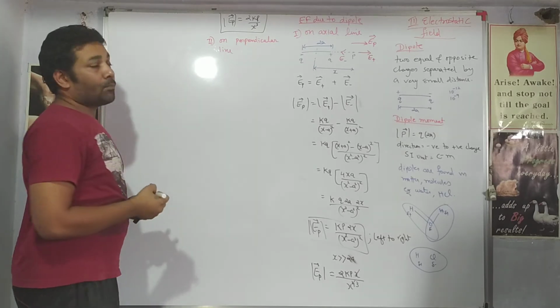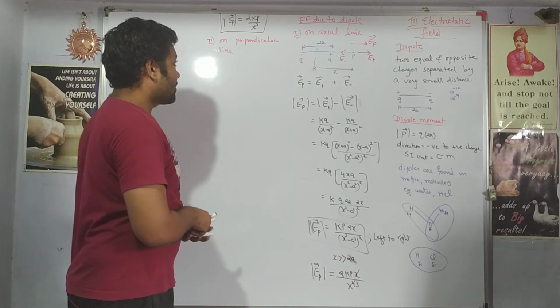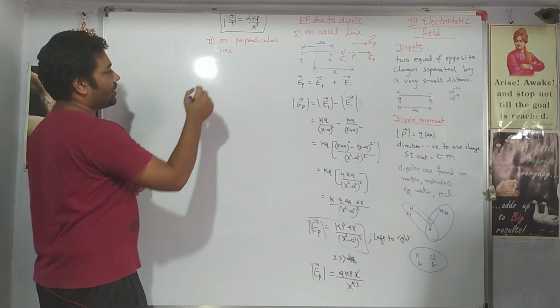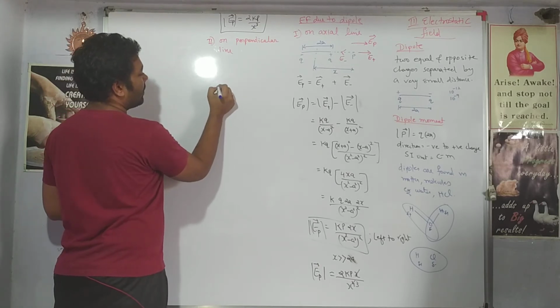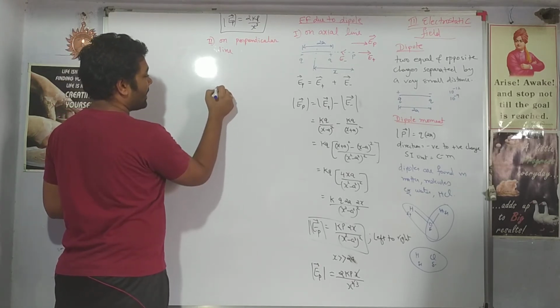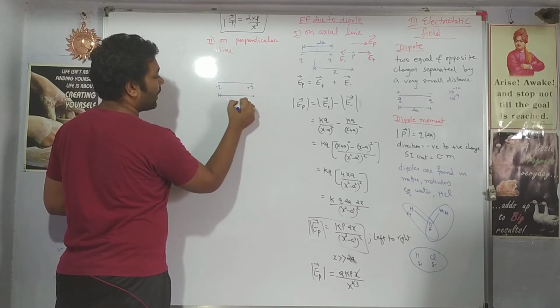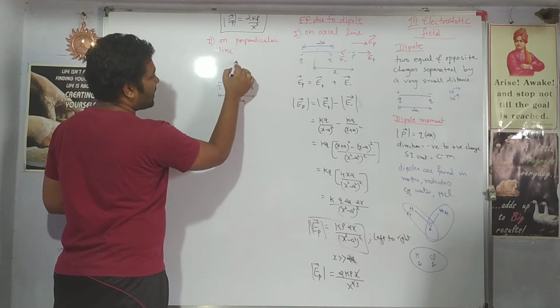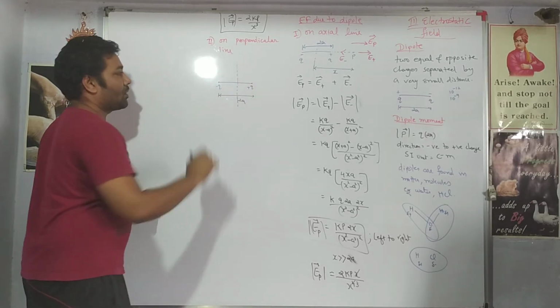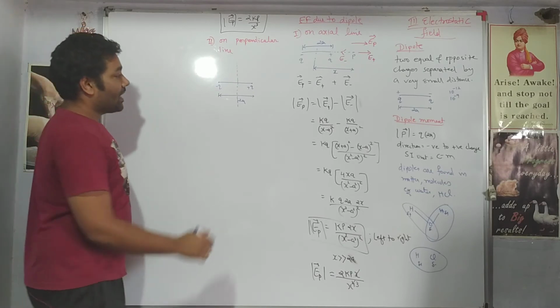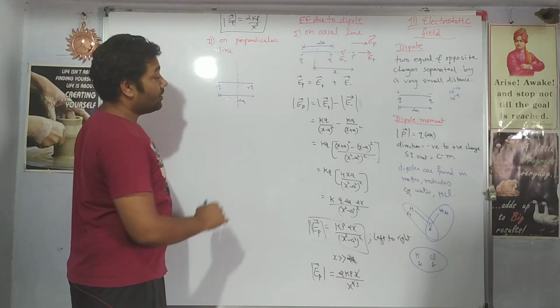Electric field due to dipole on the perpendicular line. So on this perpendicular line, let us again try to obtain the derivation. The dipole has a negative charge and a positive charge, separated by a distance 2a. Perpendicular line means this one, which perpendicularly bisects the dipole: the perpendicular bisector of the dipole.